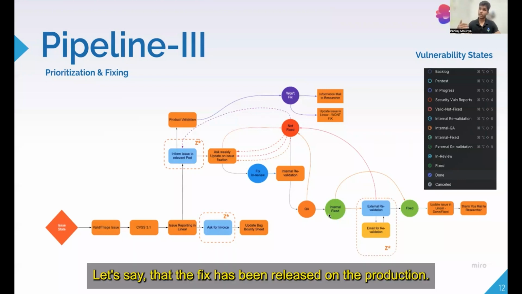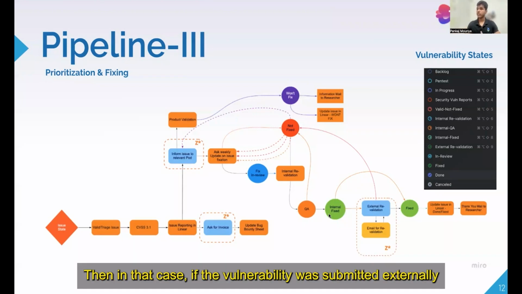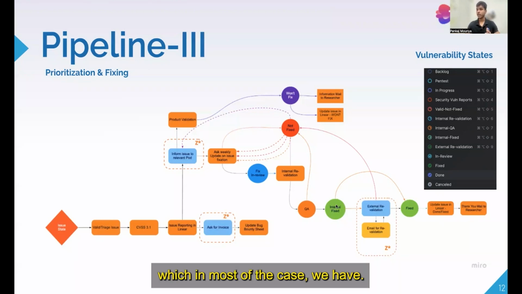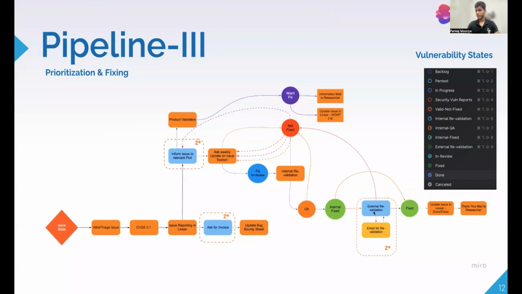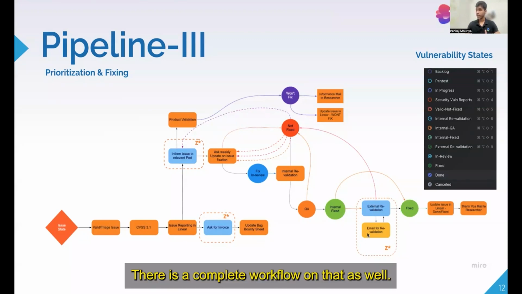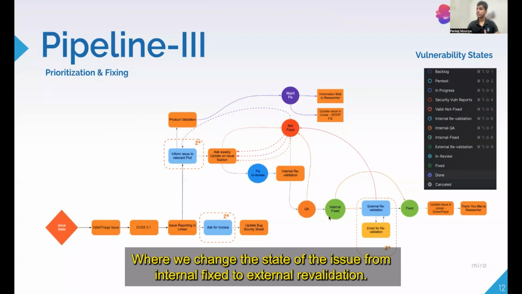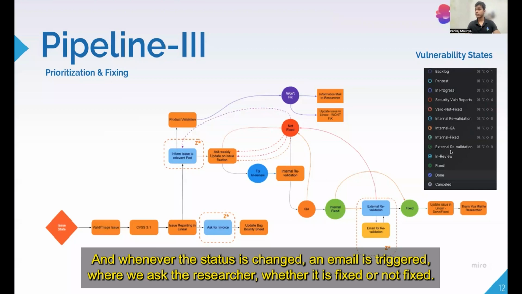Let's say that the fix has been released on production. Then in that case, if the vulnerability was submitted externally, which is most of the cases we have, we basically ask the researcher for an external revalidation. There is a complete workflow around that as well, where we change the state of the issue from internal fix to external revalidation. And whenever the state is changed, an email is triggered where we ask the researcher whether it is fixed or not fixed.